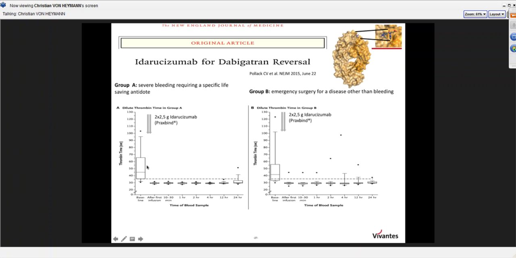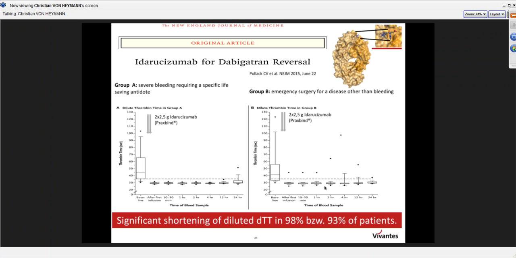That was the thrombin time that was elevated prior to the drug infusion, and here what you see is that the thrombin time was below normal for roughly 24 hours after the infusion. This was also true for the patients undergoing emergency surgery. So roughly after 30 minutes, the thrombin time, so the effect of the plasma levels of dabigatran, was reduced to normal, and the efficacy rate was between 93 and 98% in the treated patients.